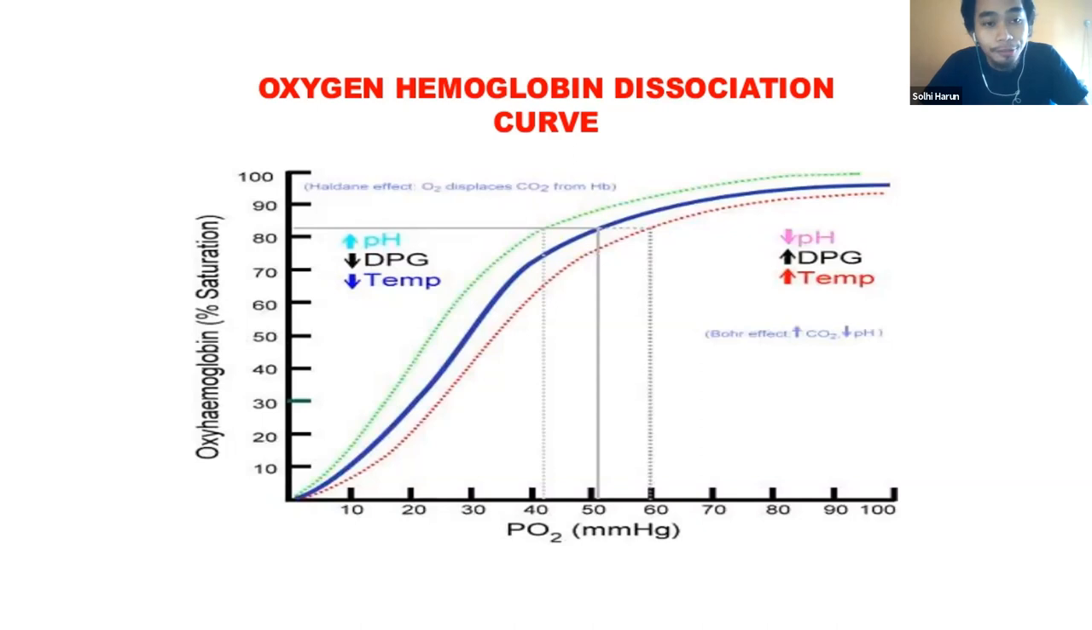Assalamualaikum warahmatullahi wabarakatuh. Can you hear me? Hello? Yes, yes. So I'll be presenting about the oxygen hemoglobin dissociation curve. Firstly, this curve is very important because it describes how the blood carries oxygen inside our body. So the first thing I want you to look at is the shape of the curve. The shape of the curve is actually S shape, sigmoid shape.